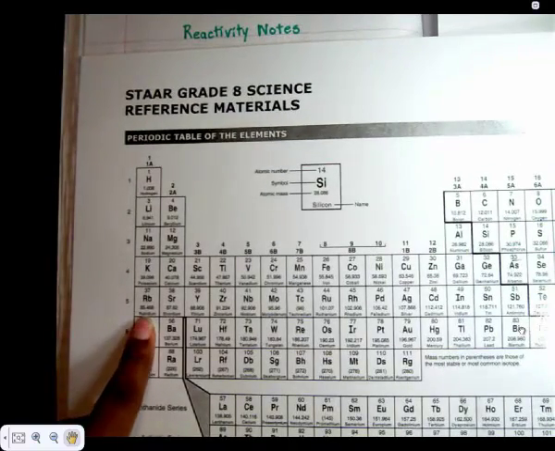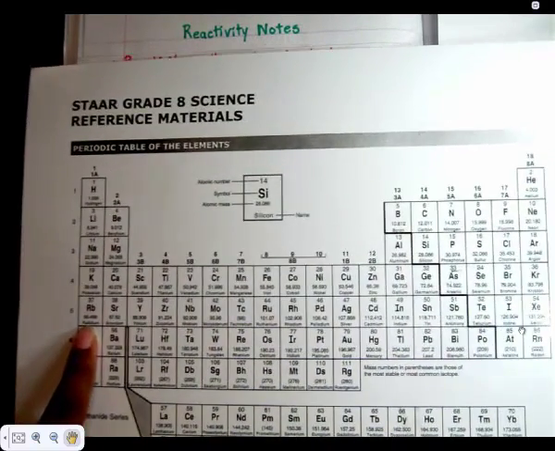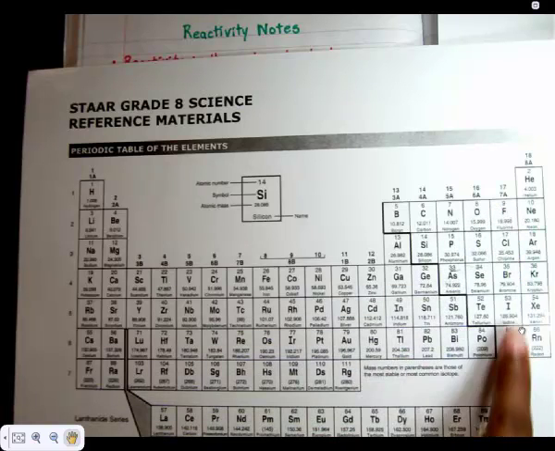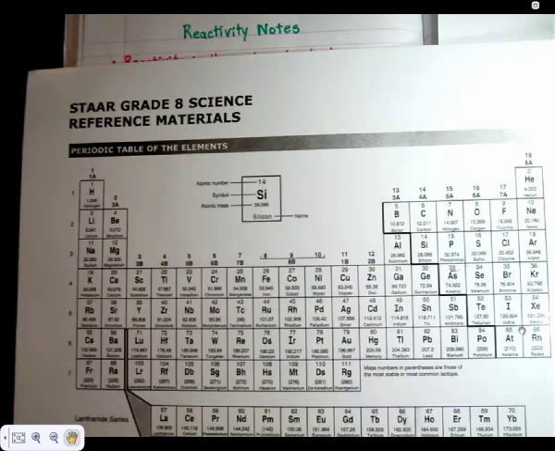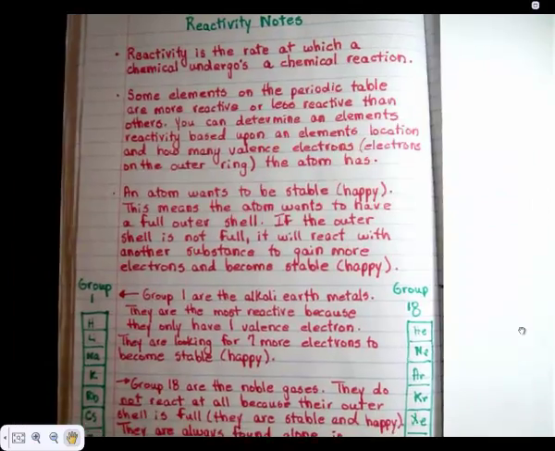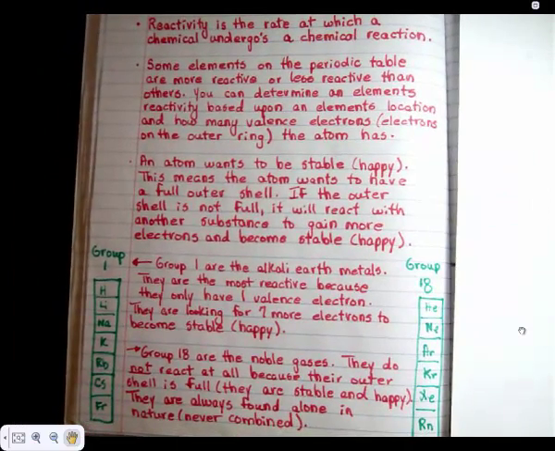These elements are most likely going to react with the element in group 17 because these elements have 7 valence electrons. So while these elements are looking for 1 valence electron and these atoms are looking for 7, these are the perfect match. Group 18 are your noble gases.